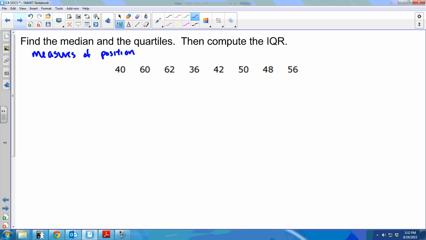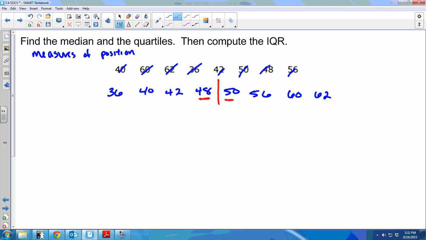So, first thing we're going to do is put these in order. So 36, 40, 42, 48, 50, 56, 60, and 62. All right. First thing we're going to do is find the median. So there's 8 numbers in the data set, so the median would be splitting this in half. The median is going to be 49. So 50% of the data lies on each side of the median.